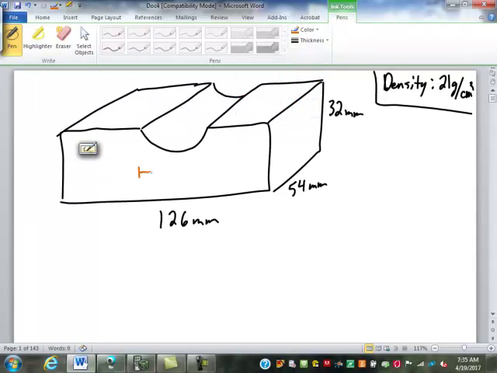that this is 36 millimeters wide and 6 millimeters deep.